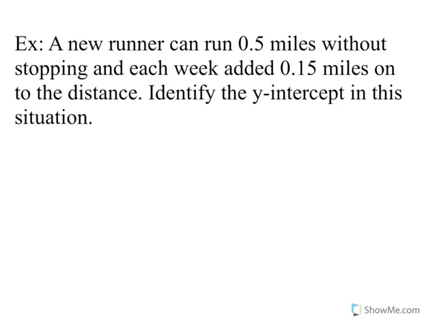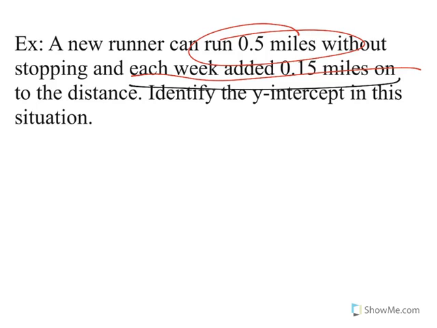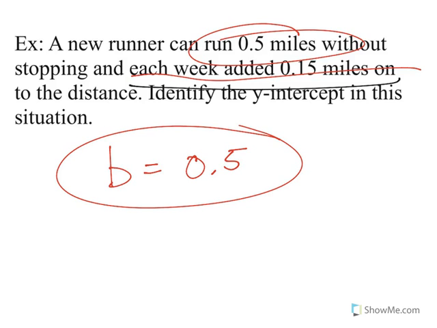Okay, let's do some examples. A new runner can run 0.5 miles without stopping, and each week adds 0.15 miles to the distance. Identify the y-intercept in this situation. So the y-intercept is, before we start adding miles, just right now, what can this runner do before we start changing anything? Well, right now this runner can do 0.5 miles. That's the starting point. So the y-intercept is 0.5. That's what I can do right now. Then we're going to alter it over time.